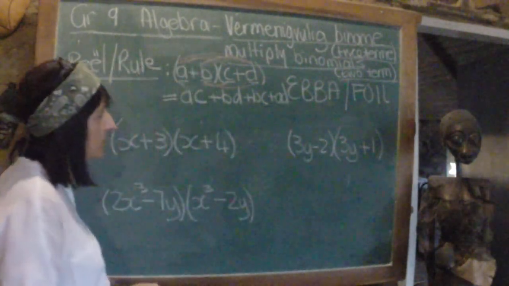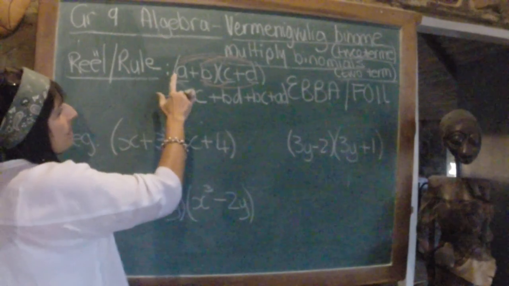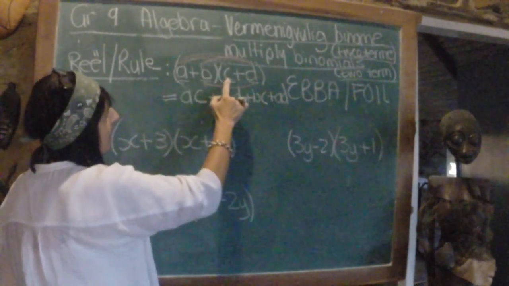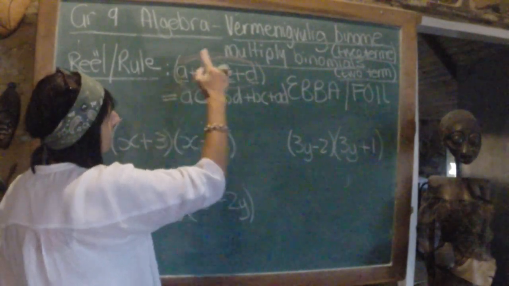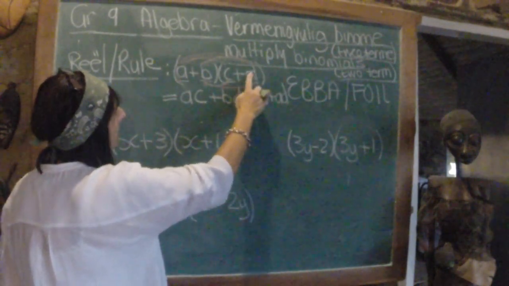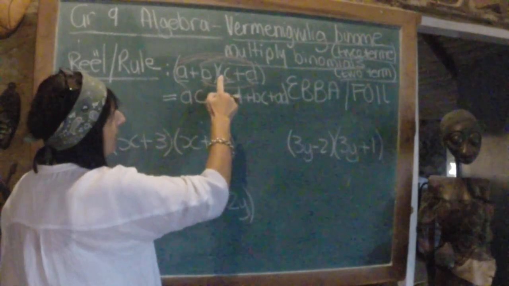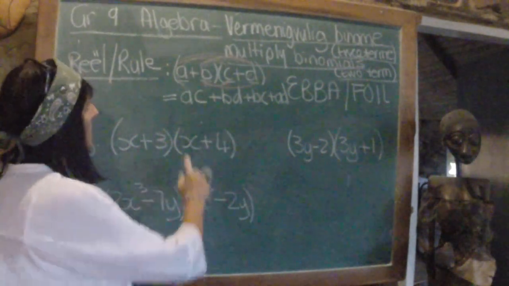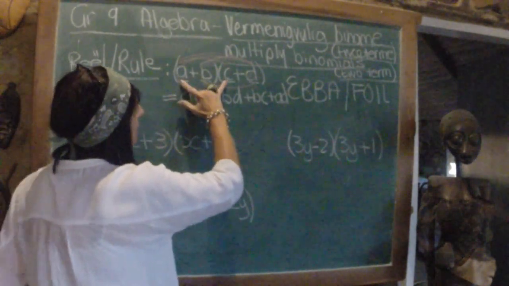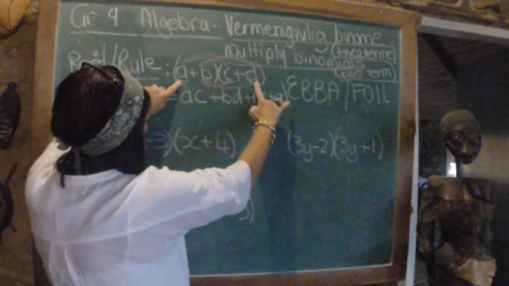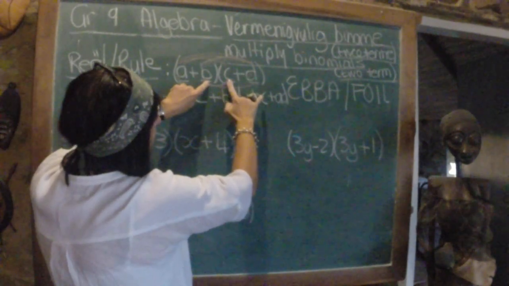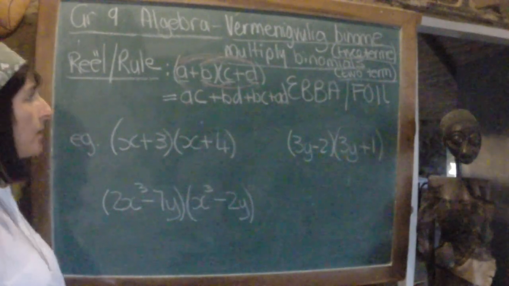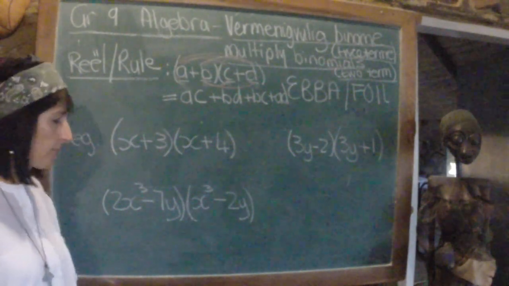So let's quickly revise in English. Firsts, that one and that one. Outer, that one and that one. Inner, that one and that one. And last, that one and that one. In Afrikaans, eerstes, buitenstes, binnestes, en laastes. Okay, that's how we do multiplication of binomials.